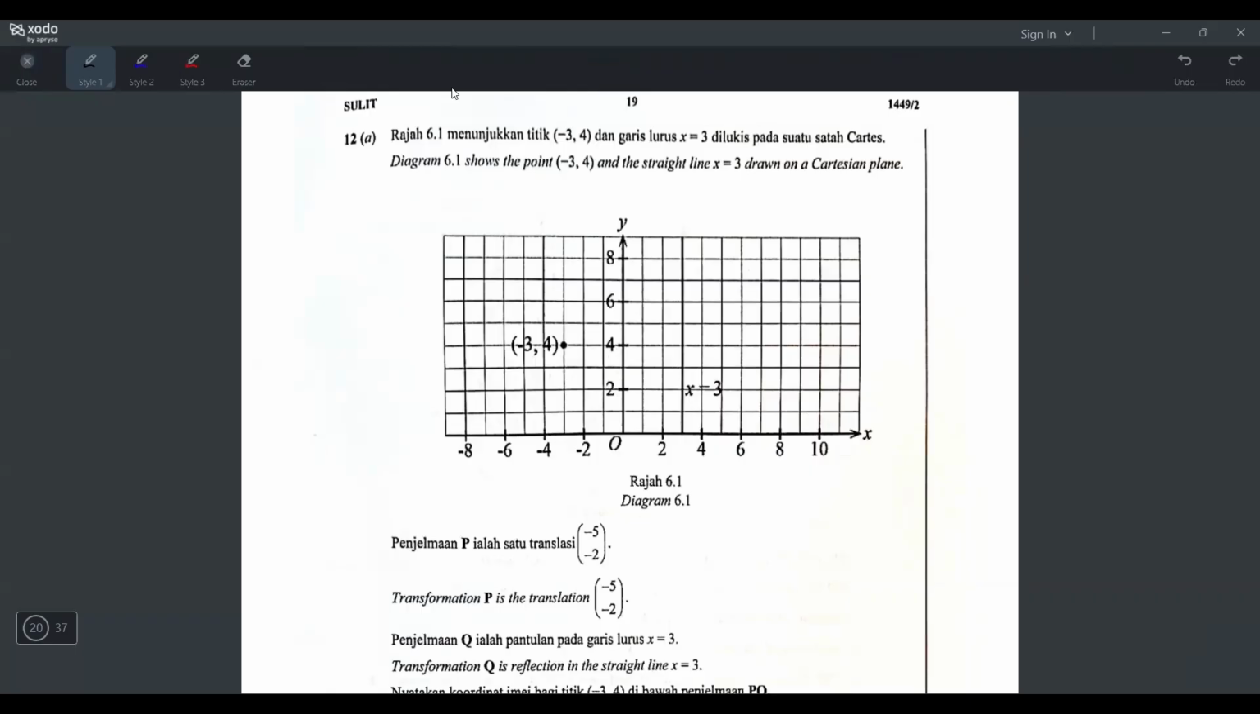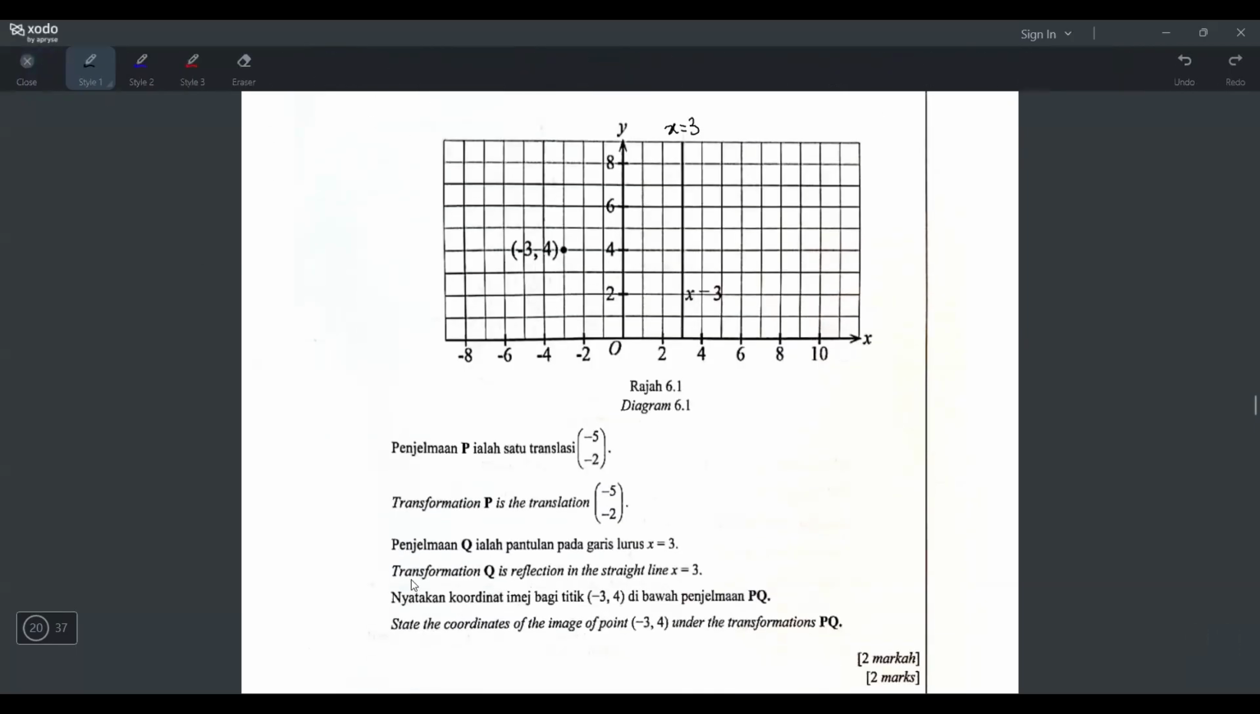Okay, question number 12 is a transformation question. So let's go. Diagram 6.1 shows the point (-3, 4). Okay, I can see it. And then the straight line x equals 3. Let's draw it. Oh, they already drew it for me, so I will just label it to make it more clear. So this is the x equals 3 line, drawn on the Cartesian plane. Okay, so far so good.